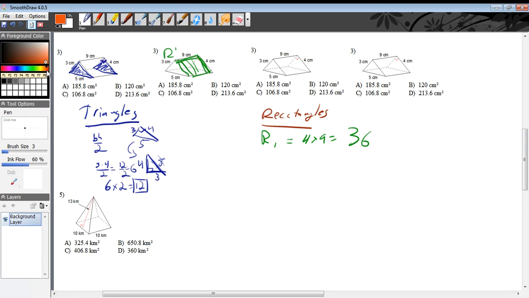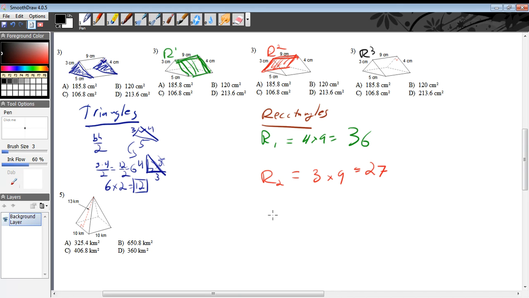Let me get another color, red. This is going to be the second rectangle. Let's do this rectangle right here. It doesn't matter what order you do it. So the length and the width is going to be 3 by 9, which is equal to 27.